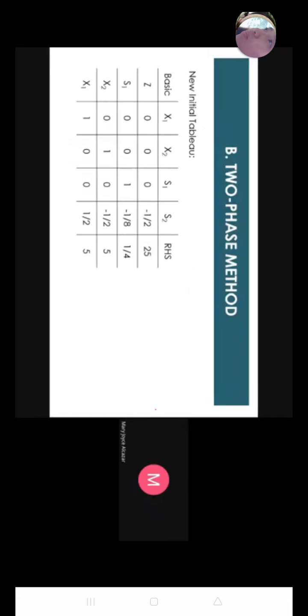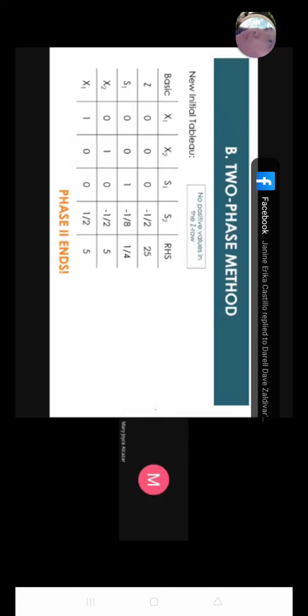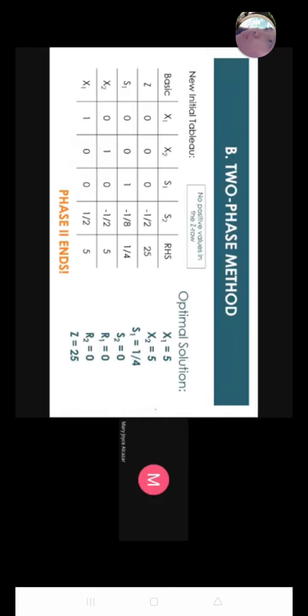Then from the new initial tableau, we can see that there are no positive values in the z row. So we cannot have an entering variable. So phase 2 ends. And if you're able to come up with a tableau like this, where you cannot identify a positive value in the z row that can be your entering variable, you have obtained an optimal solution.